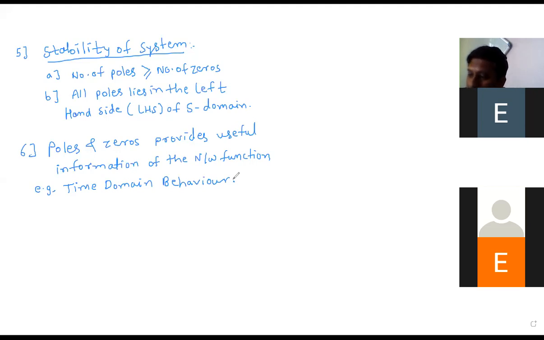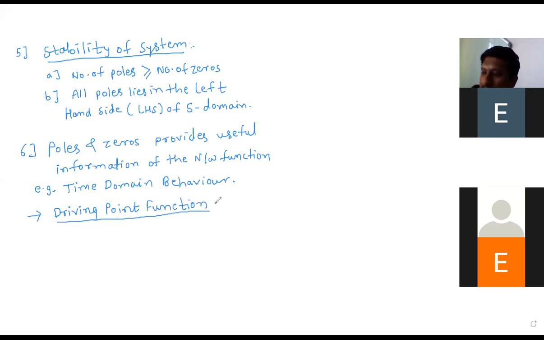So these are some points. Poles and zeros provide useful information. So in that, under the 6th point, we can discuss some sub points here. So first of all, we can discuss about the driving point function. जर समजा नेटवर्क फंक्शन हे ड्रायव्हिंग पॉइंट फंक्शन असेल, तर त्याच्यावरनं तुम्हाला काय युजफुल इन्फॉर्मेशन मिळेल, that we can discuss now.